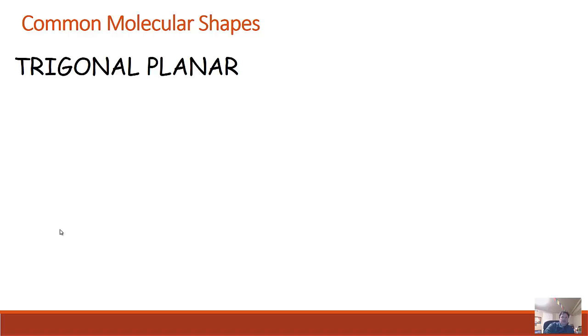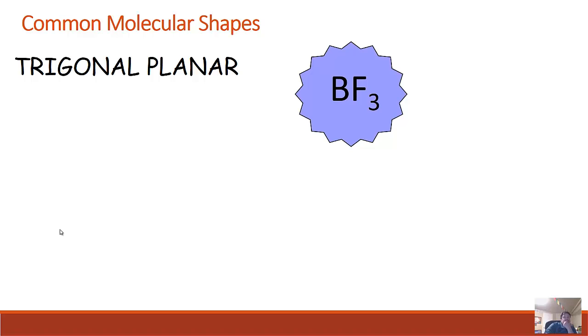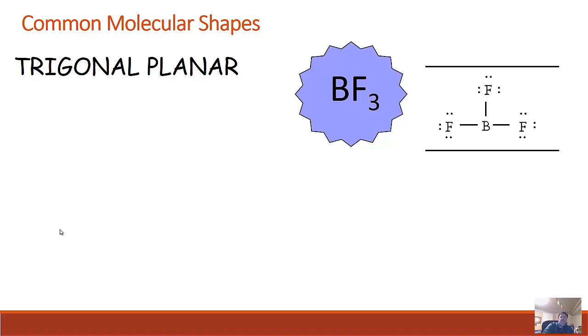Okay, our next one then was trigonal planar. BF3, go ahead and pause this. Draw your Lewis structure. You can never get enough practice on that. I'll wait. Done? Or are you cheating? Stop. Draw it. All right, BF3 comes out something like this.